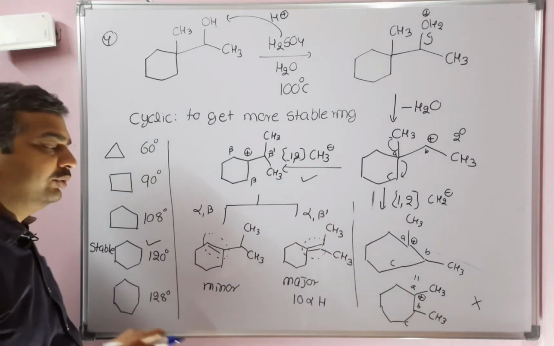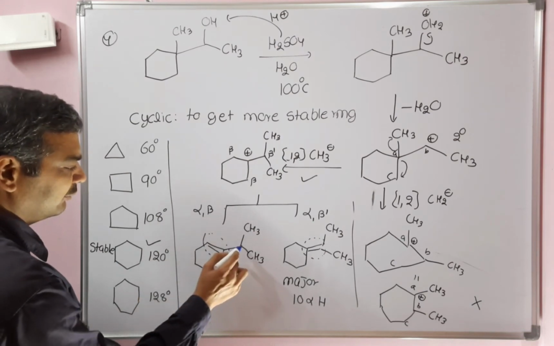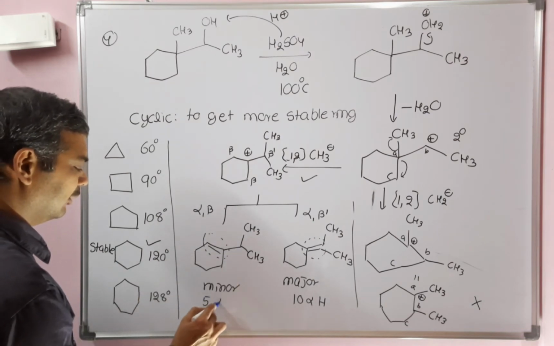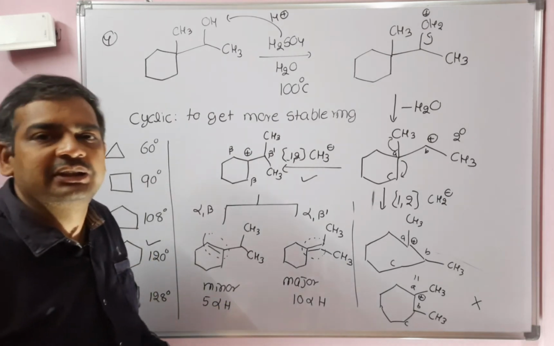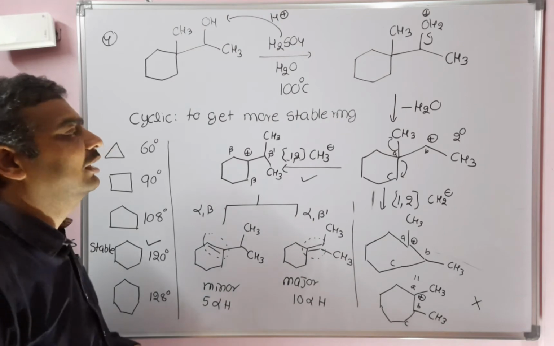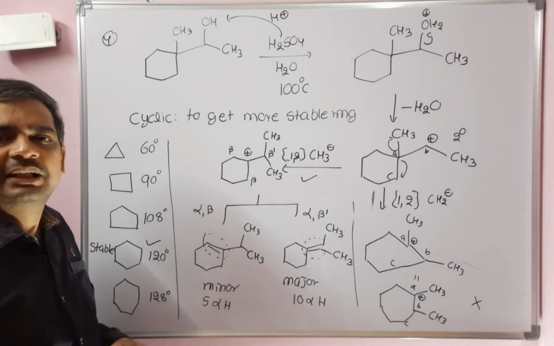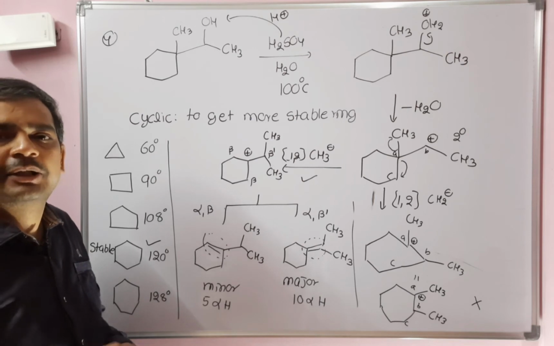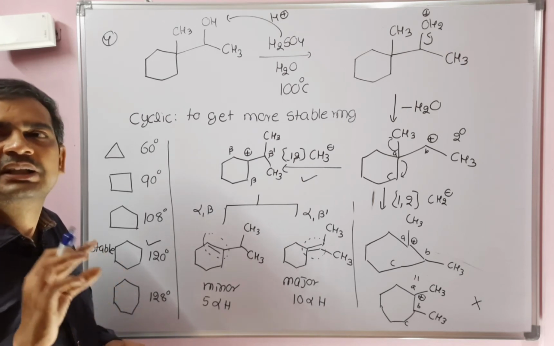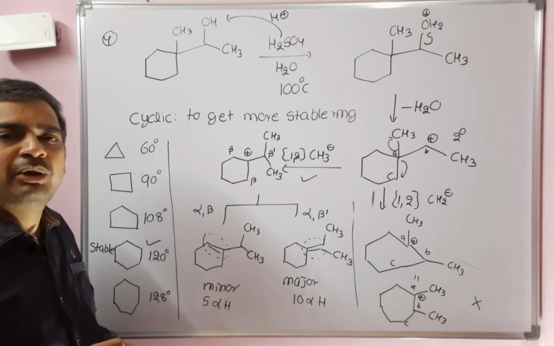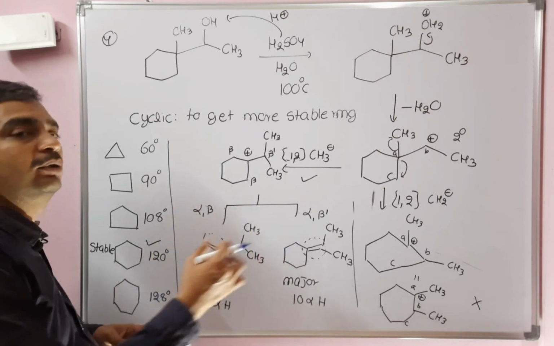10 hyperconjugated structures are possible here, whereas here 2 plus 2, 4, and this one 5. Only 5 alpha hydrogens are there, so only 5 hyperconjugated structures are possible here. So this is the way of writing ring expansion whenever there is a carbocation in a cycloalkane. Keep one point in mind: cyclohexane is stable. Even if there is a possibility of ring expansion, cyclohexane will not prefer to undergo expansion to cycloheptane.